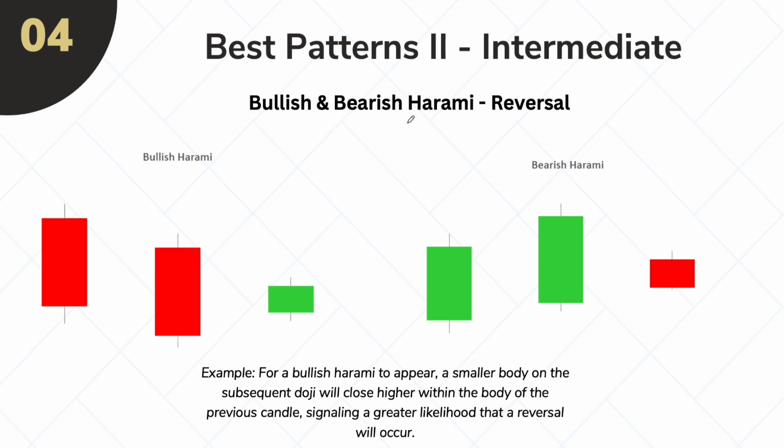And the first one is a harami. You can have a bullish and a bearish harami. I was looking this up. Fun fact: this is called pregnant woman. You don't need to remember that, just a fun fact. For a bullish harami to appear, a smaller body on the subsequent doji will close higher within the body of the previous candle, signaling a great likelihood that the reversal will occur. So here you see a doji candle, and the body of this candle is closing higher in this candle's body, signaling this to be a possible reversal.